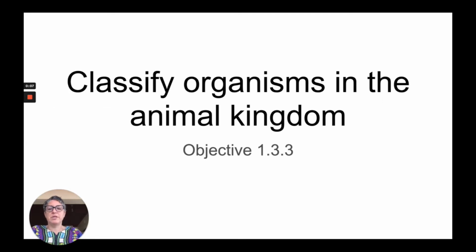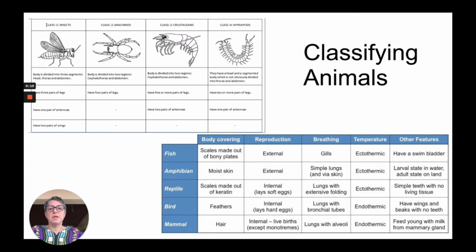This video covers the IGCSE Biology Objective 1.3.3 on the 2025 CAIE syllabus, which is to classify organisms in the animal kingdom. So let's remind ourselves of how we start the classification. We're looking at the cells of the organisms to determine which kingdom they belong to, by determining: are they multicellular, and do they have a membrane-bound nucleus.